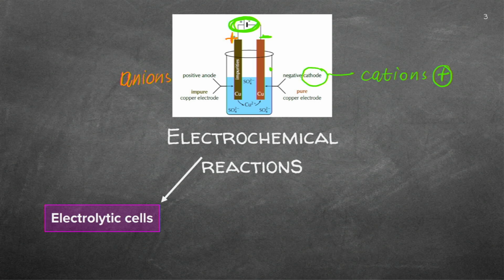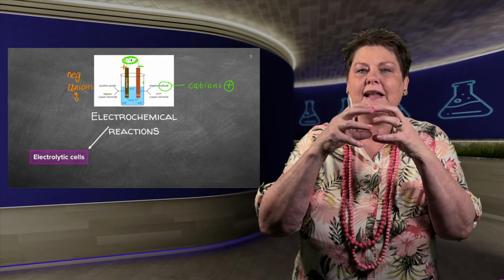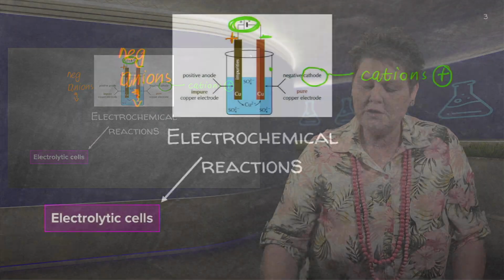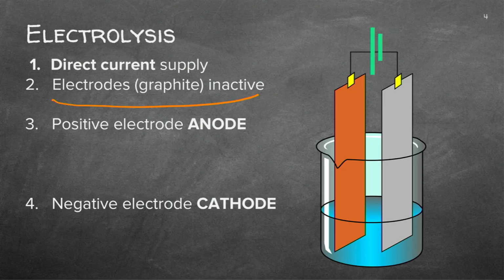And I always remember the anions, the N is for negative ions. So remember, you've got two different types of ions and they will be attracted to the anode and the cathode. Electrolysis, remember, uses graphite inactive electrodes, sorry. But we've got electrolytes in here, and they will now start moving towards the anode and the cathode. Important, we start with electricity, so we've got direct current.